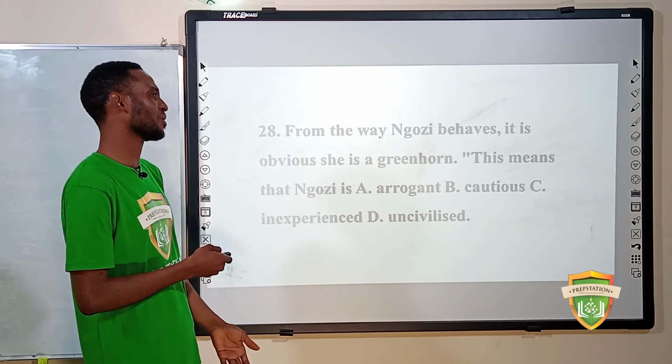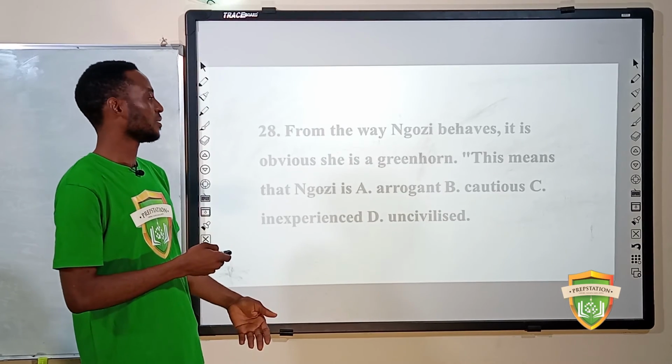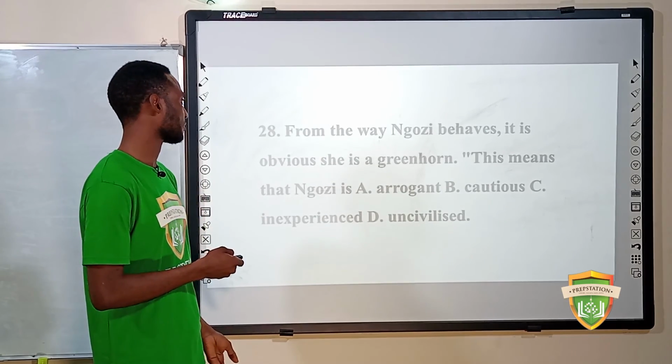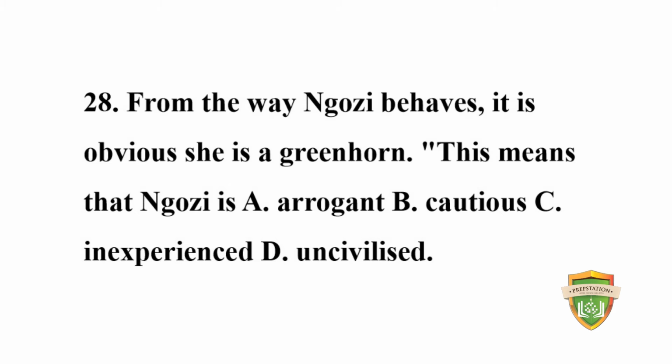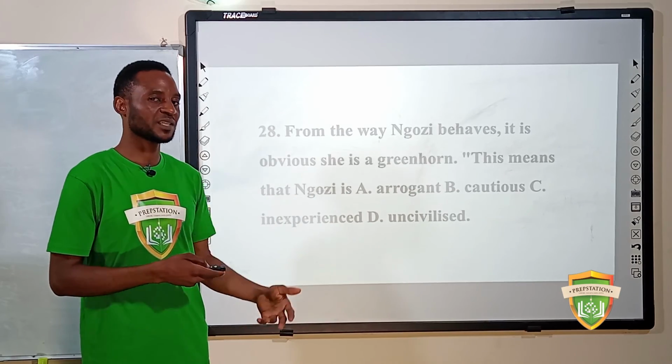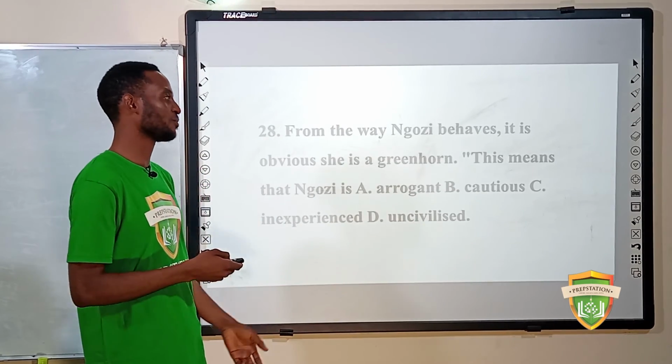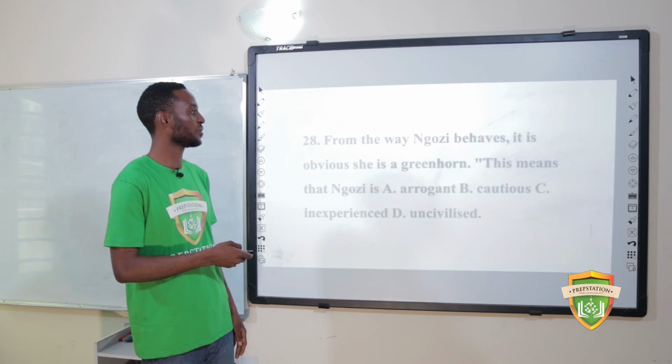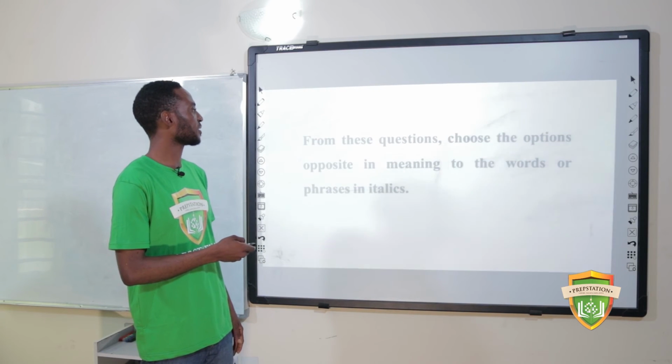Then there is also another question on idioms. We discussed them. From the way Ngozi behaves, it is obvious she is a greenhorn. This means that Ngozi is A, arrogant, B, cautious, C, inexperienced, D, uncivilized. A greenhorn, inexperienced, is the correct answer. If someone is a greenhorn in a particular profession, he does not have experience there yet. He's just newly there.